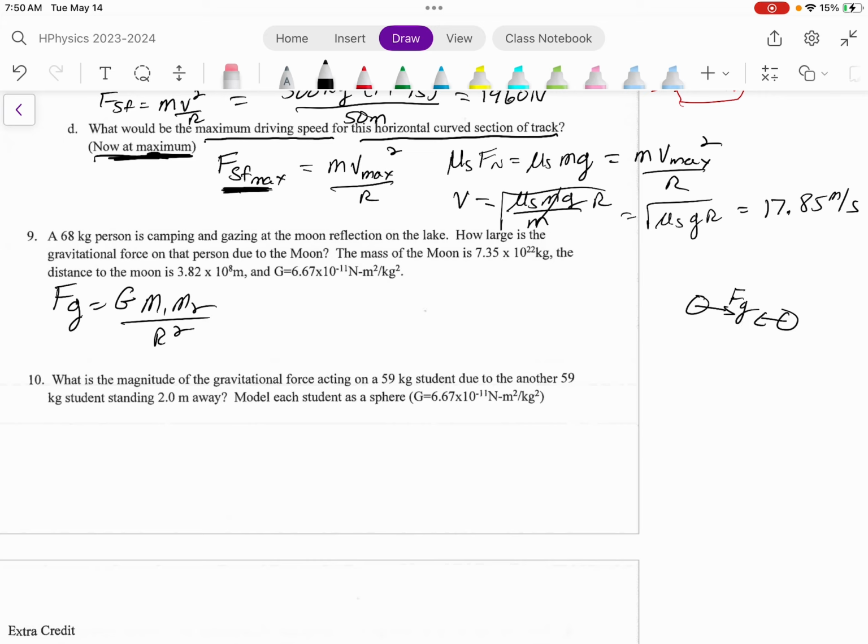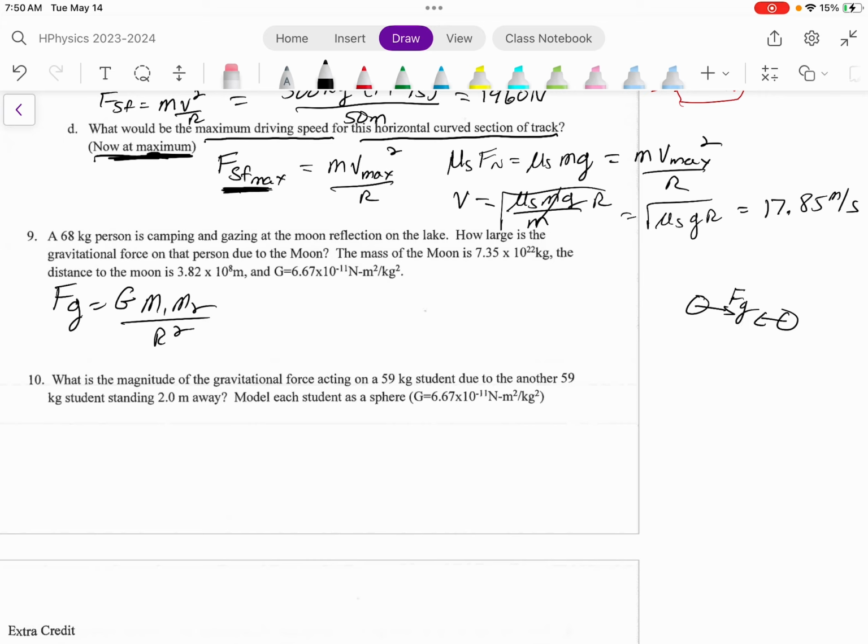Now, the person is one of the masses. So I've got 68 kilograms is one of the masses. The moon is what we're asking about, so that's the other mass. So I've got the mass of the moon. The distance between the two is given to me as 3.82 times 10 to the 8th meters, and don't forget to square it. And then we know that this is a constant, which is 6.67 times 10 to the negative 11, and then all of those units. So if we use our calculator correctly, this is a calculator challenge.